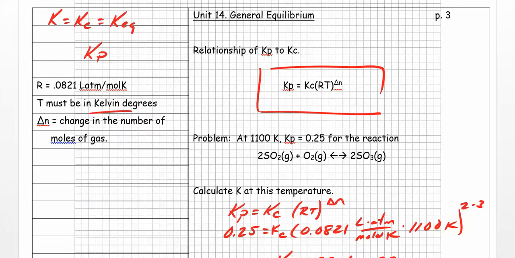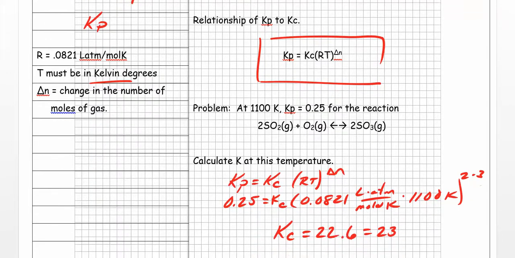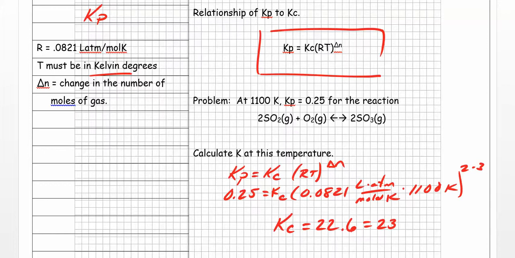Now what about this delta N business? What do we mean by delta N? Well, it's simple. It's the change in the number of moles of gas. So we've got Kp is equal to Kc times 0.0821 liter atmospheres per mole per degree Kelvin times the temperature in degrees Kelvin, to the power of the change in the number of moles of gas. So let's take a look at a specific problem and use this equation to help us figure out that relationship. So here's the problem.